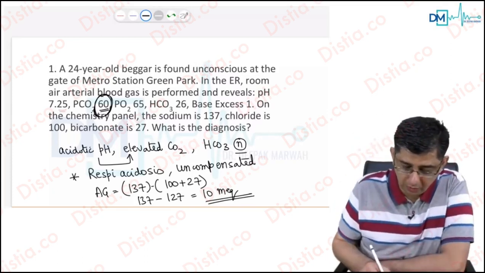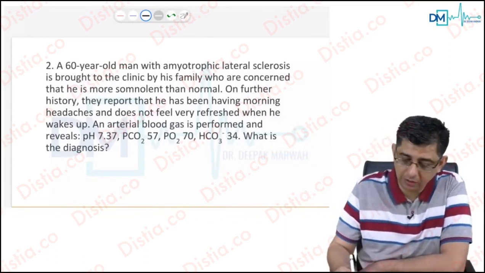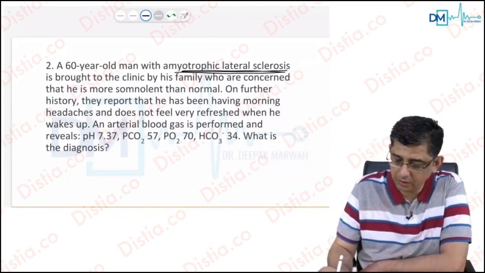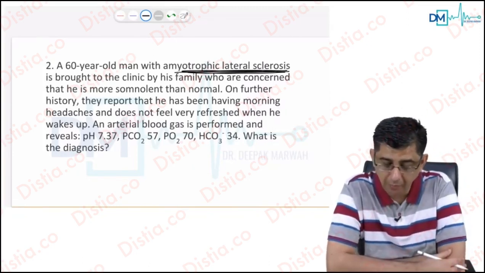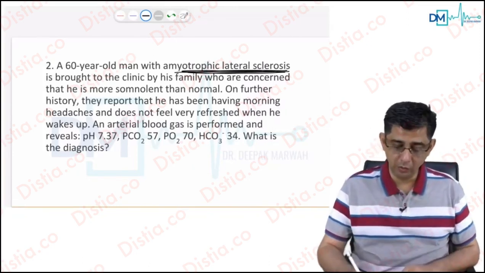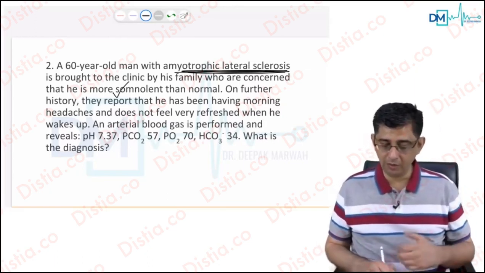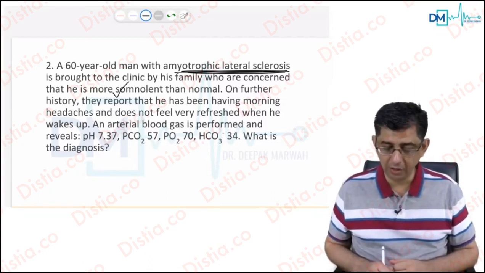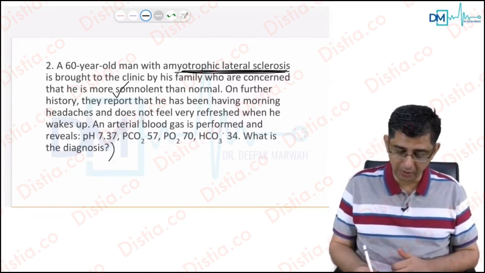Now let us compare this with the next question. A 60-year-old man with amyotrophic lateral sclerosis. You can understand ALS is a condition that will be affecting the muscles of the chest. The family members are worried that he is more somnolent than normal. He tends to sleep more than normal and he has been having morning headaches and does not feel refreshed. So probably carbon dioxide buildup in the body, and that is what is actually present here.